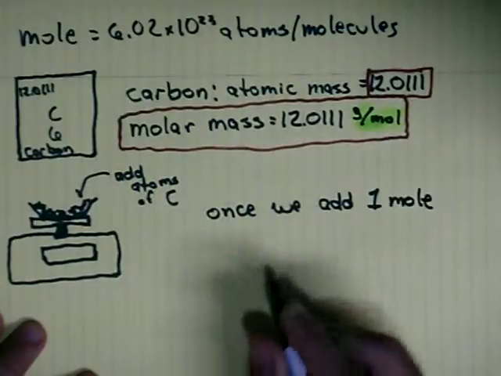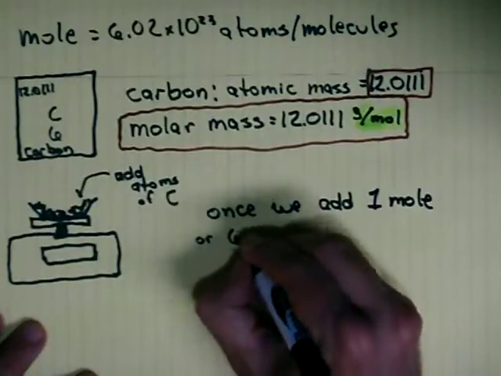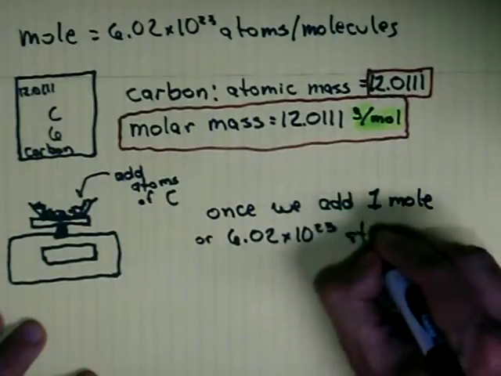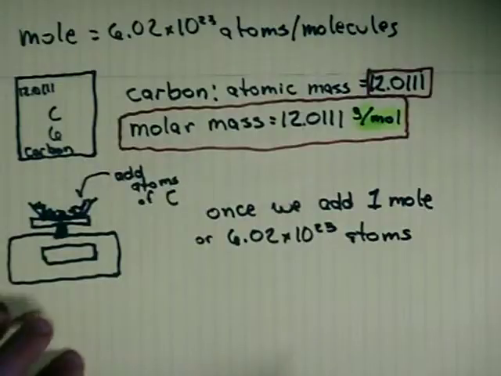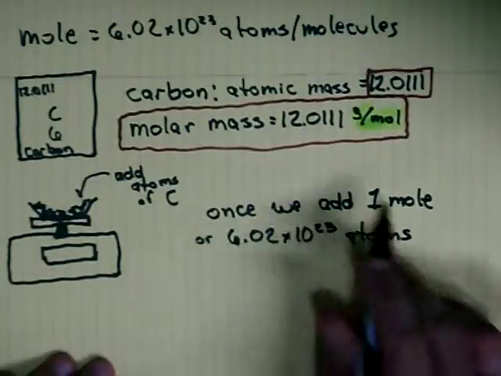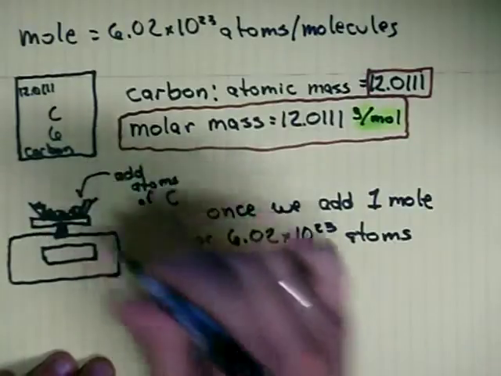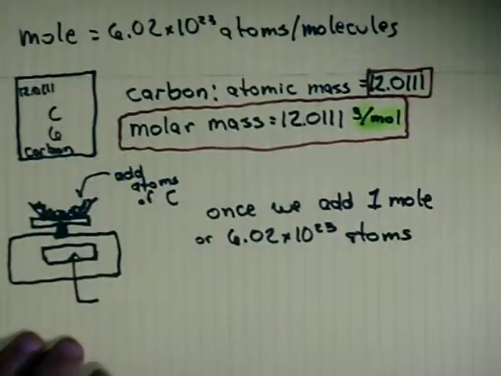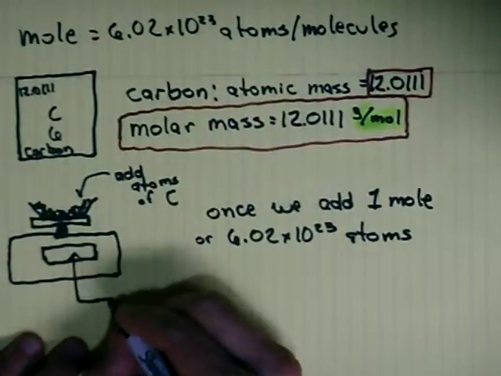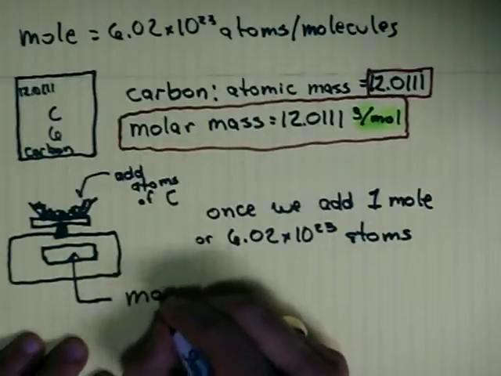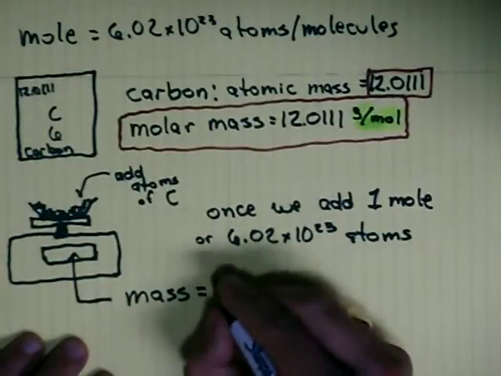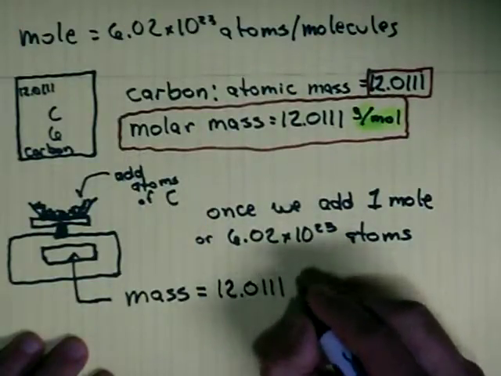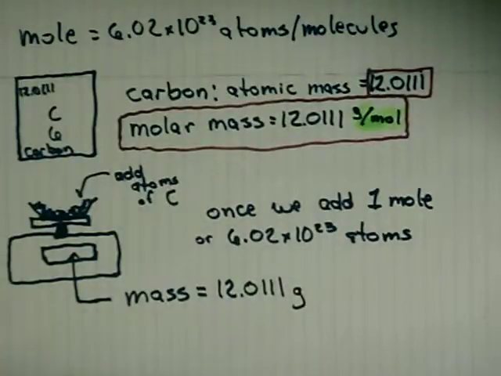So we're adding 1 mole, or 6.02 times 10 to the 23rd atoms. So it's going to take a while, but that's a lot of atoms. So we've been doing this, and we've poured in all of these atoms of carbon. So we come over here, and we look on our scale, and what do we think that the mass is going to be? Well, as you may have guessed, the mass on that scale will read 12.011 grams.